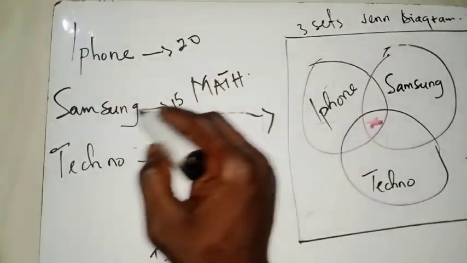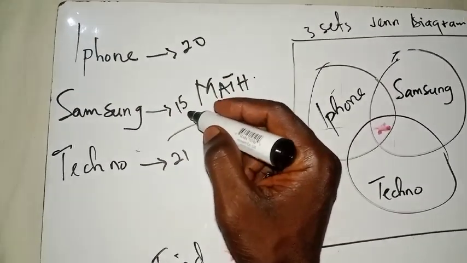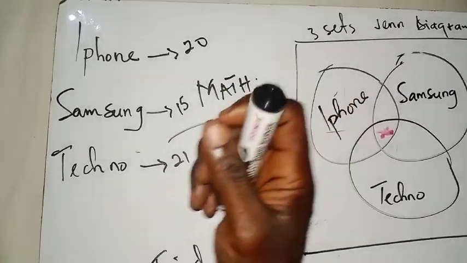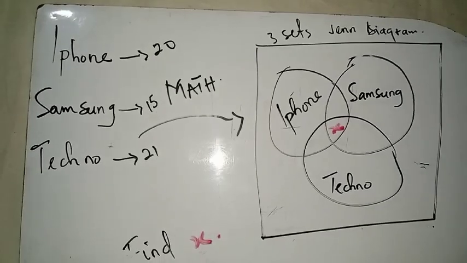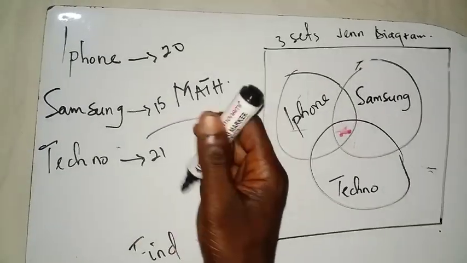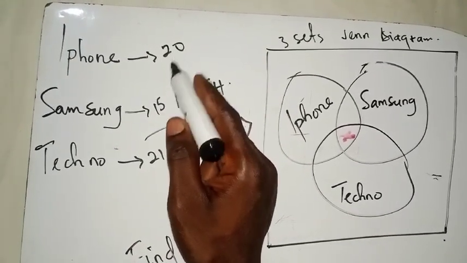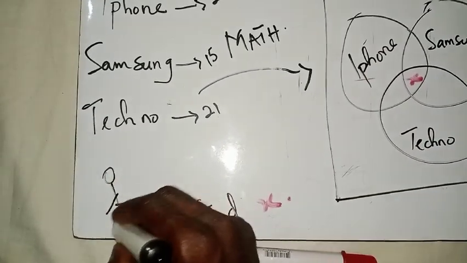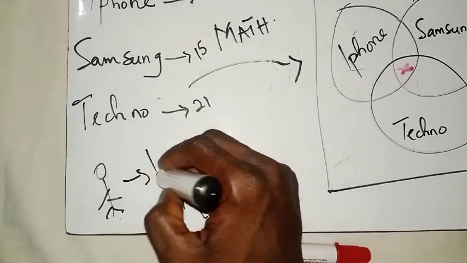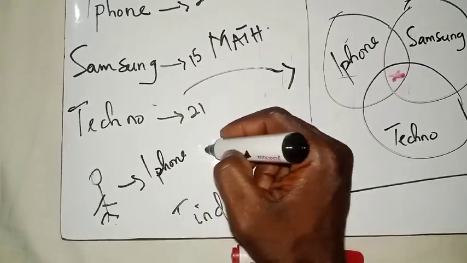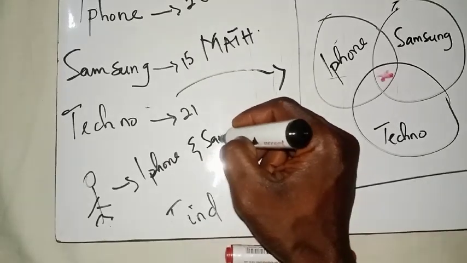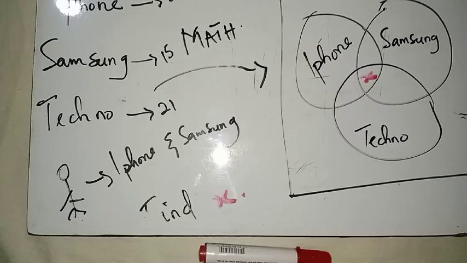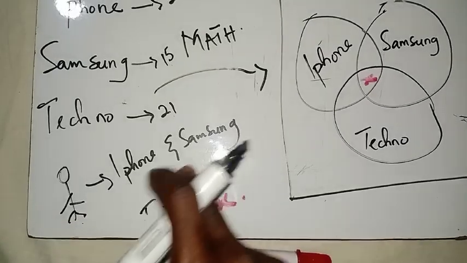Now, out of these Samsung people, there are some who may say that an iPhone is very special too. So what will happen if I get one Samsung in addition to the iPhone? It means this guy here wanted to have an iPhone and a Samsung, right? Is that okay?